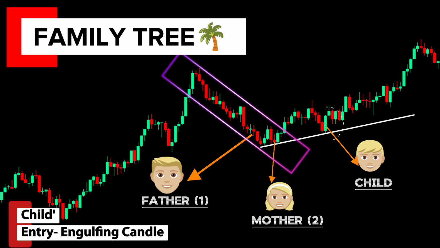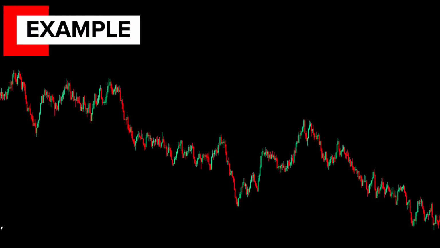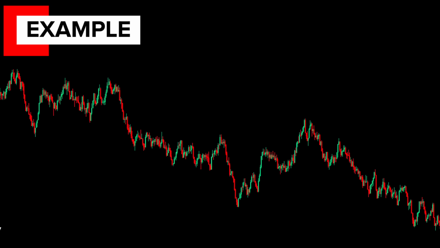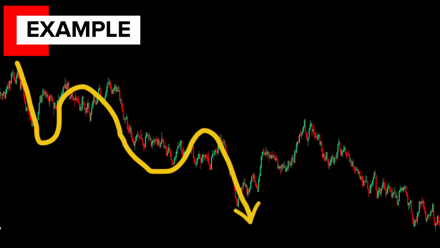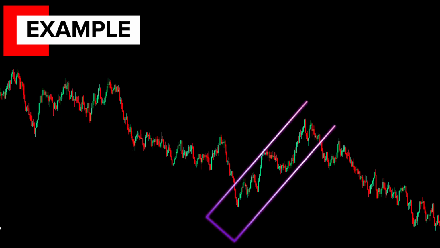Now, let me show you an example of this setup on the chart, uniting our 3 family members together on a setup. So right here we have a very good example of this setup. Currently we are trading here in the downtrend. See how the market was previously moving in lower lows and lower highs before this bold and big retracement. That is the father. And after that we need the mother, which is a downtrend price formation inside that retracement.